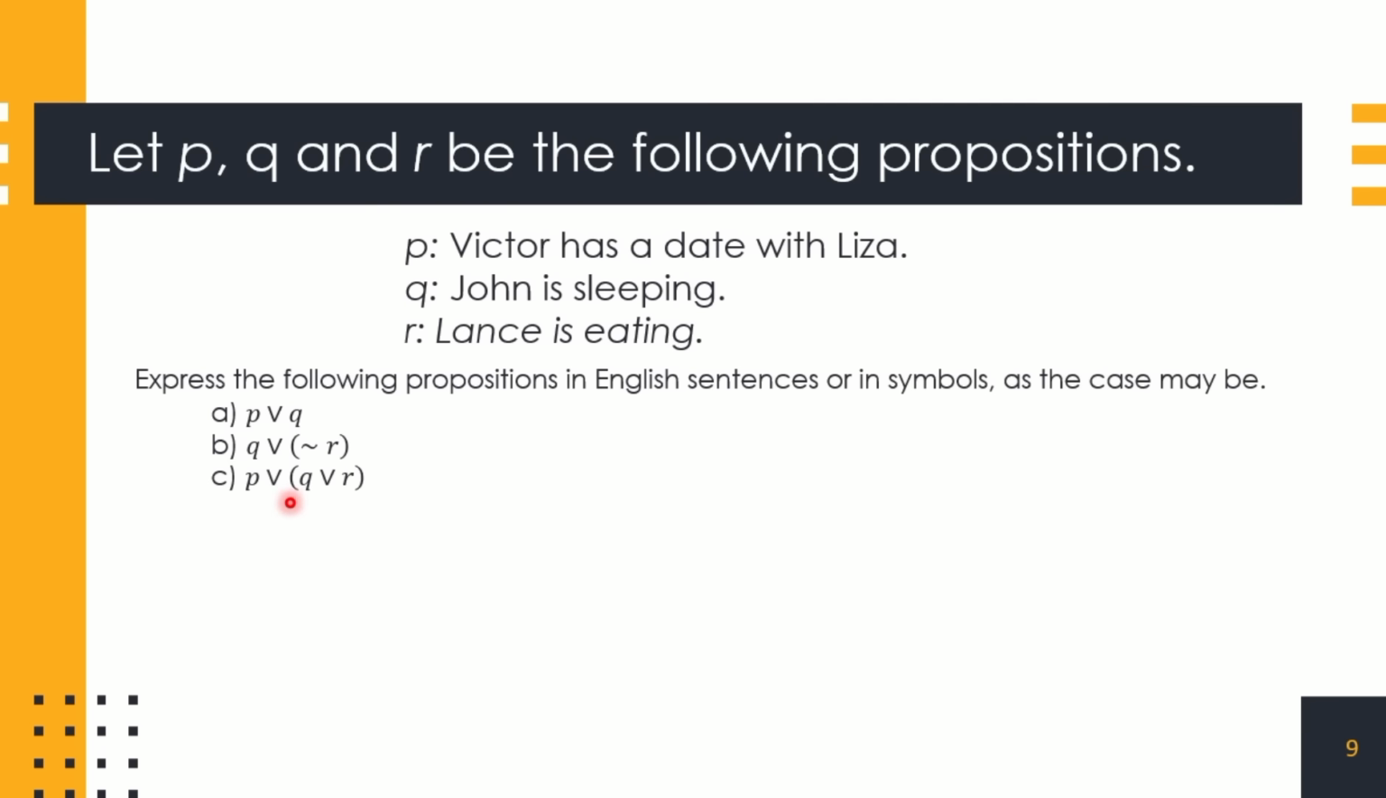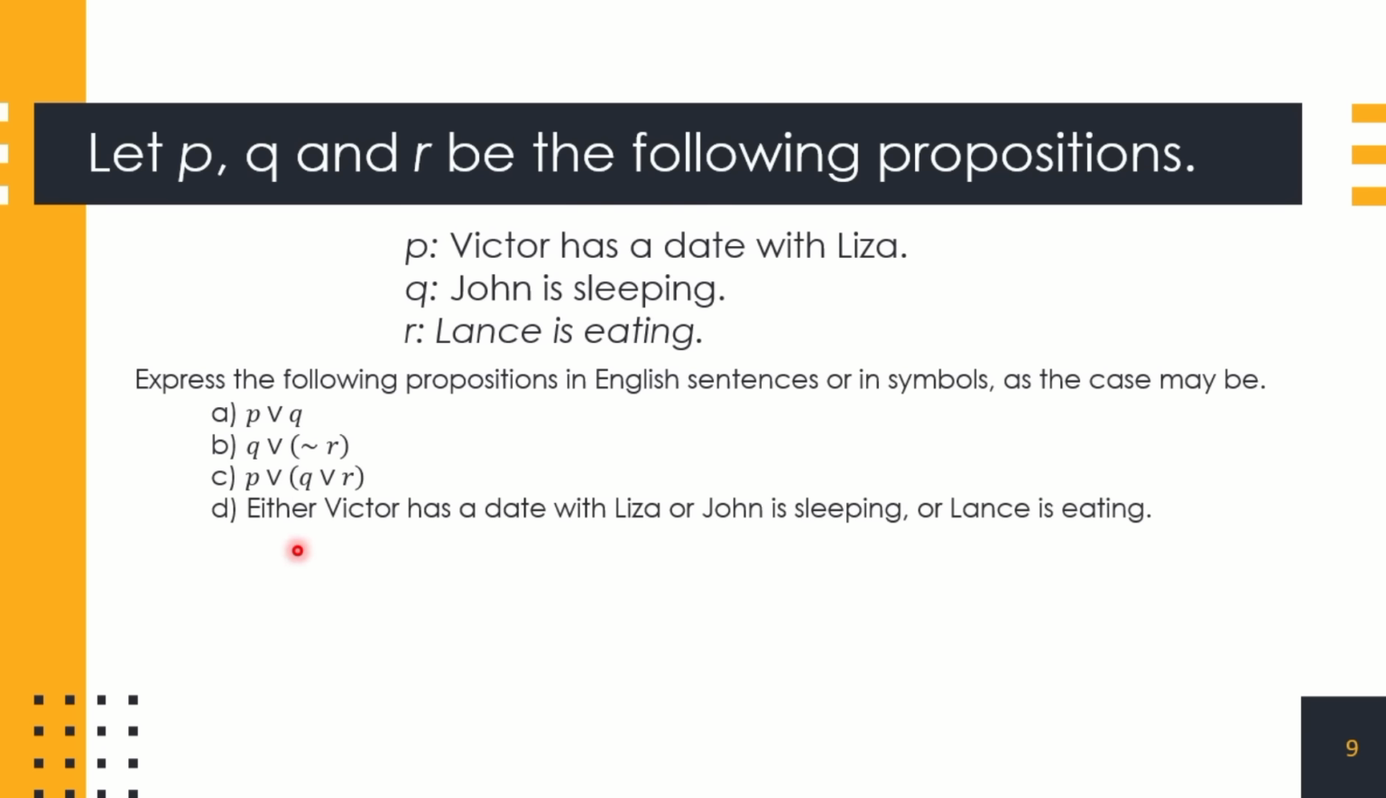Ito naman, P or. Tapos isang group to. P or, and then Q or R. Okay, magkahiwalay yung Q or R natin. Alright? And then sa letter D, either Victor has a date with Liza or John is sleeping, or Lance is eating. So, tingnan natin mamaya. So, itong comma na yan, meron niyang function mamaya. At madali natin matandaan kung saan yung i-group natin, no? Saan statement yung i-group nyo. Next. Either Victor has a date with Liza or John is sleeping and Lance is eating.